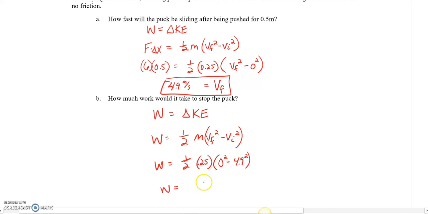Calculate it out. The work you should do is -3 joules. Again, this answer should make sense that it's a negative amount so that the energy is being removed and the puck comes to a stop. Let's move on to our next example.